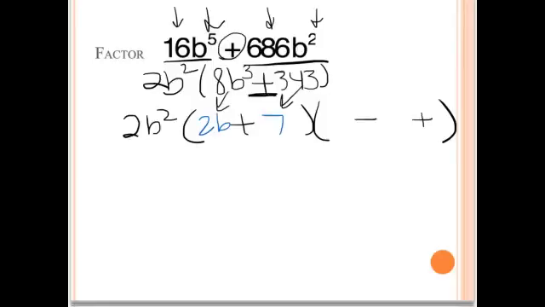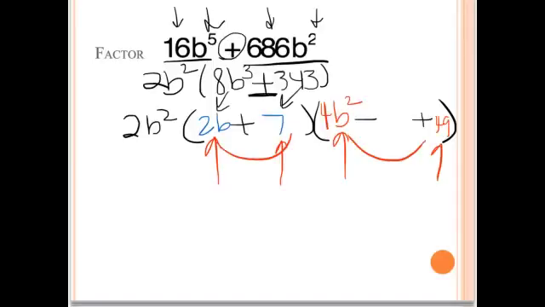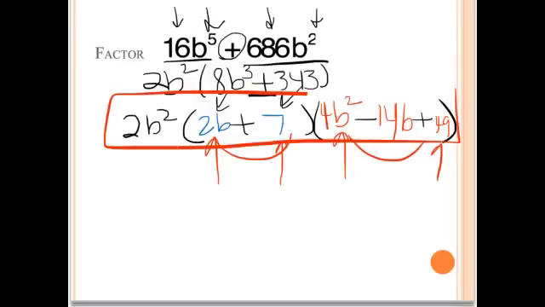Now remember that I square this and put that here, so that's 4b squared. And then I square that and put it at the end, so that gives us 49. And then I multiply the two together and put that in between, so that gives us 14b. And remember, after that, there's no possible way I can factor it any further, so this is my completely factored polynomial.